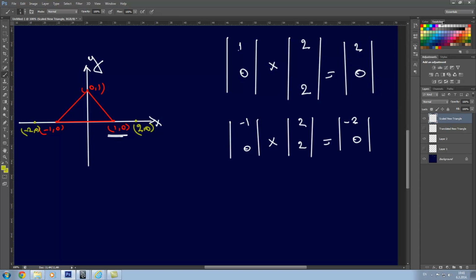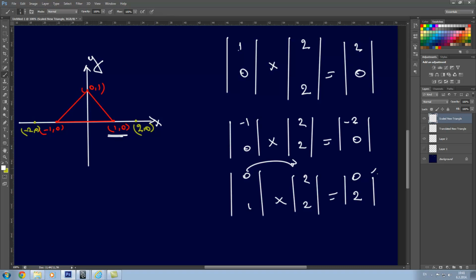Then I would like to scale the last point, which is going to be 0 and 1, times 2 and 2. 0 times 2 is going to be 0. 1 times 2 is 2. And then we're going to have 0 in x and 2 in y.